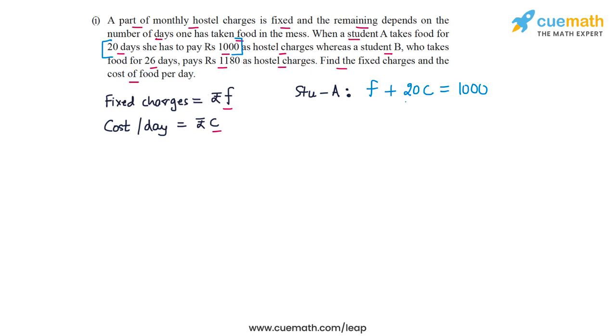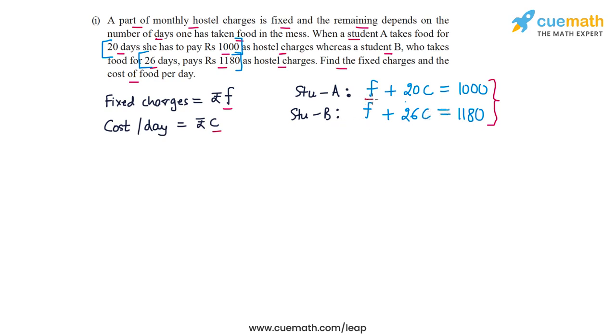The second piece of information which is given for student B says that student B takes food for 26 days and she pays 1180. So for 26 days she will have to pay a fixed charge of ₹F, and for 26 days a cost of 26 times C, and this will mean a total cost of F plus 26C, and this is equal to 1180. So these two equations are the pair of equations in F and C, and now we can solve them and find the values of both F and C.